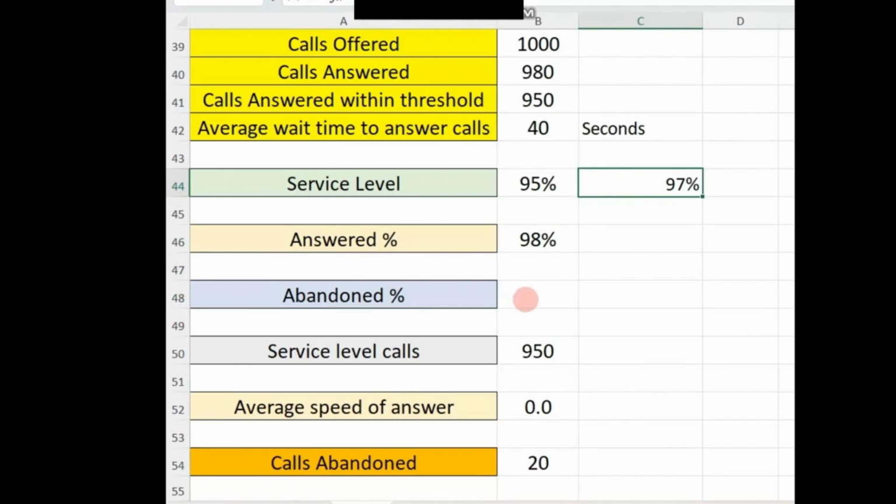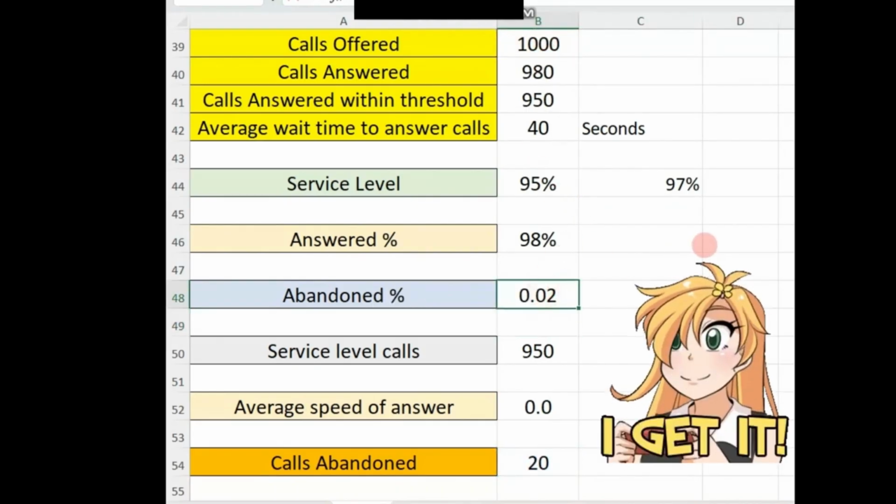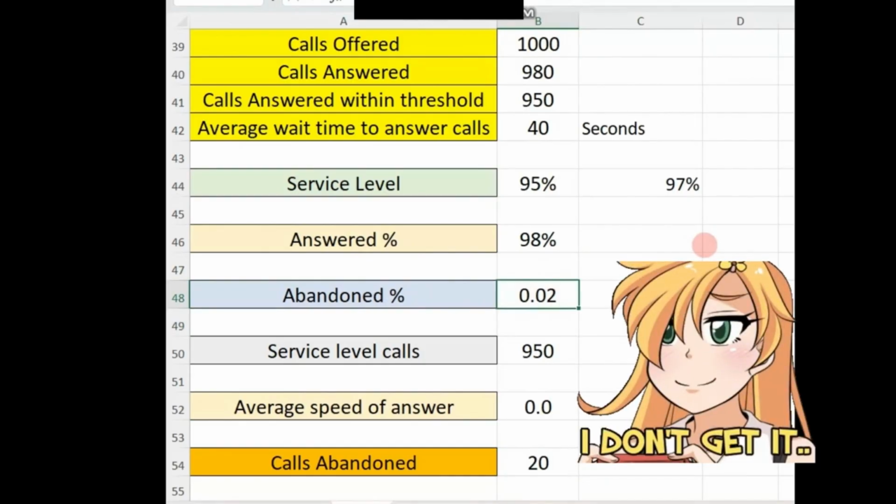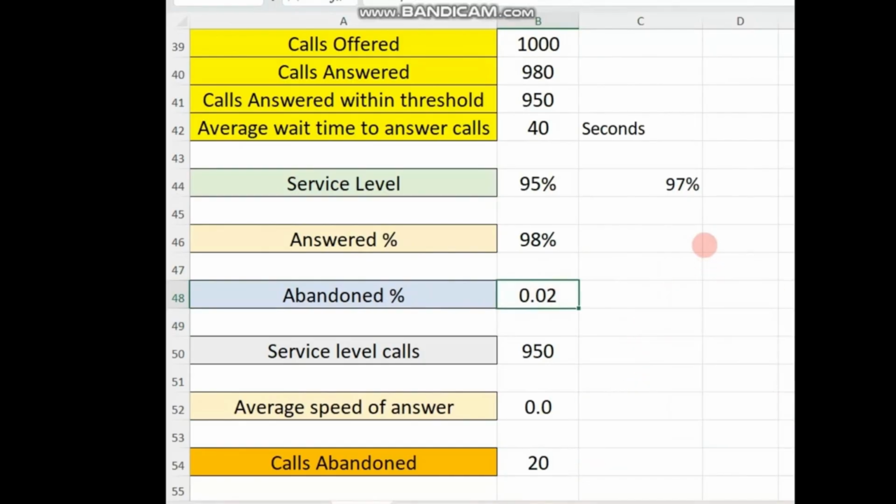Now we have to find out the abandoned percentage. So the abandoned percentage would be your calls abandoned divided by your total calls offered, and then this one, 0.02 percent, calls have been abandoned out of 1000 calls.